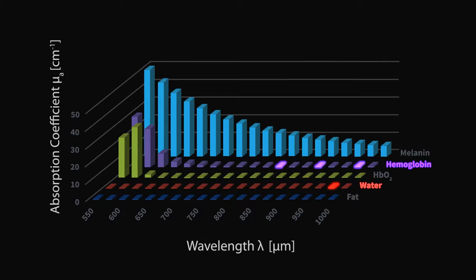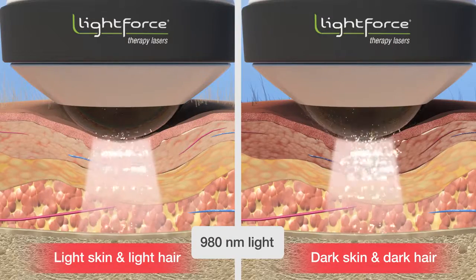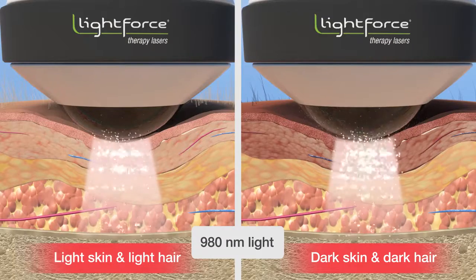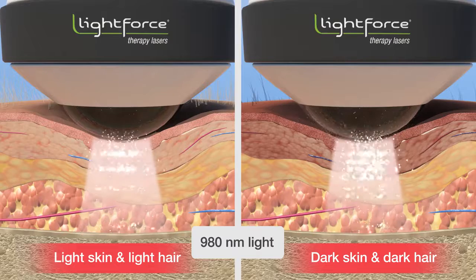Take note that the primary chromophore that acts as a barrier to light penetration to deeper tissue layers is melanin. Melanin has 2 times greater absorption at 810 nanometers than at 980 nanometers. Thus, when treating through dark hair or dark skin with high melanin concentration, it's more efficient to do so at 980 nanometers.